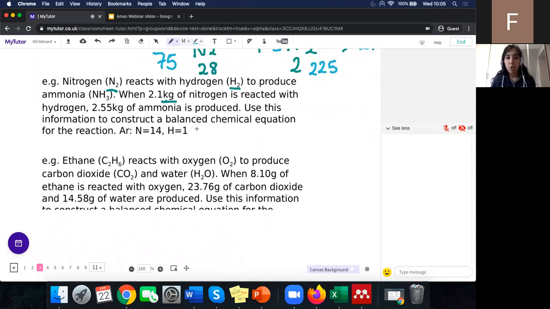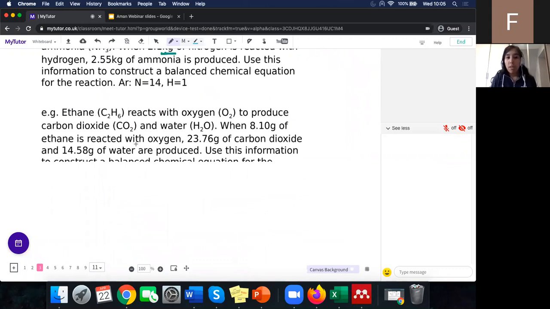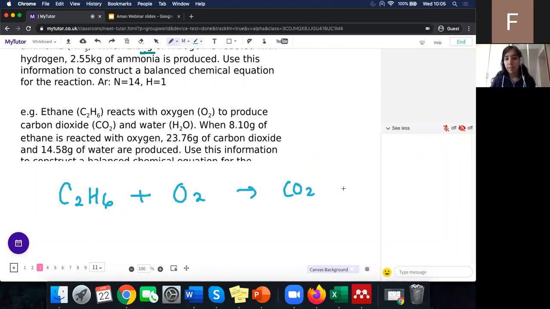We'll do one more of those questions. Not sure why that's been cut off, but anyway. Ethane reacts with oxygen to produce carbon dioxide and water. When 8.10 grams of ethane is reacted with oxygen, 23.76 grams of carbon dioxide and 14.58 grams of water are produced. First of all, let's try and write this reaction. We've got C2H6, ethane. It reacts with oxygen, and it's going to produce carbon dioxide and water.